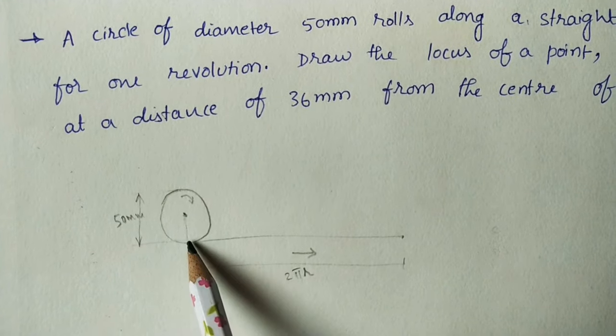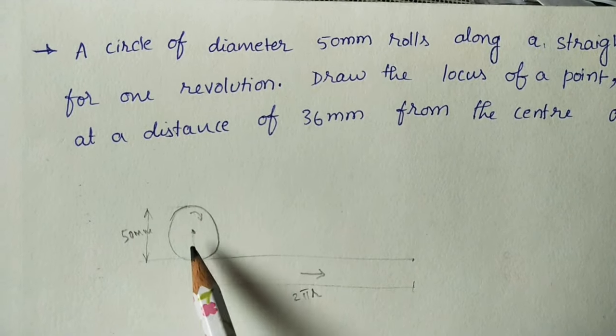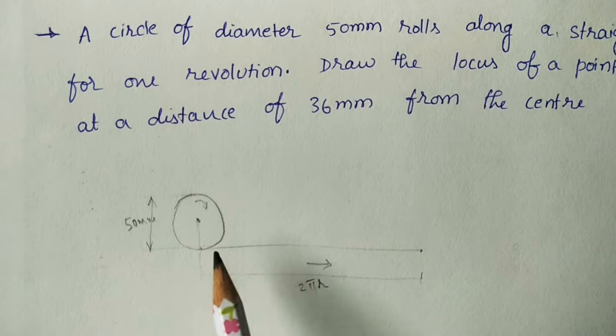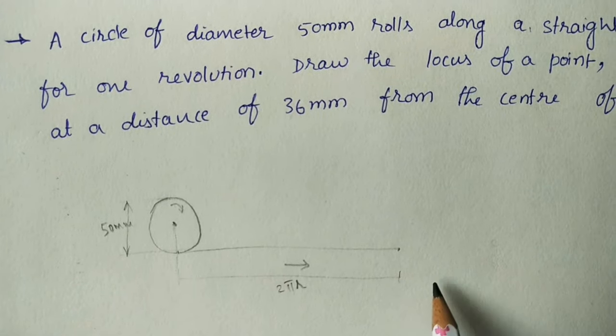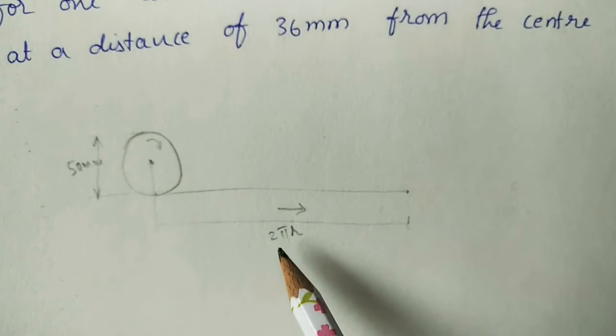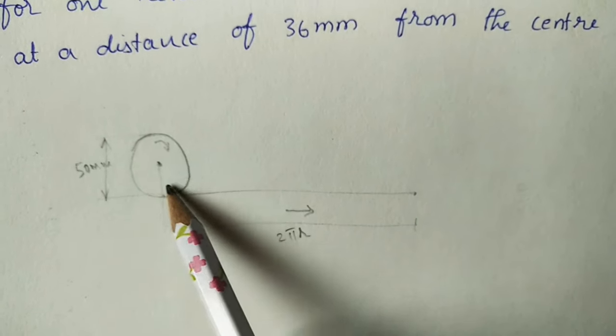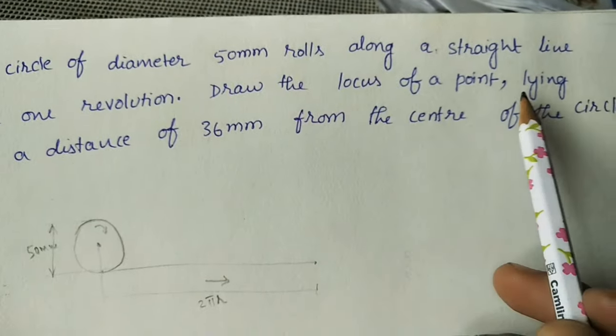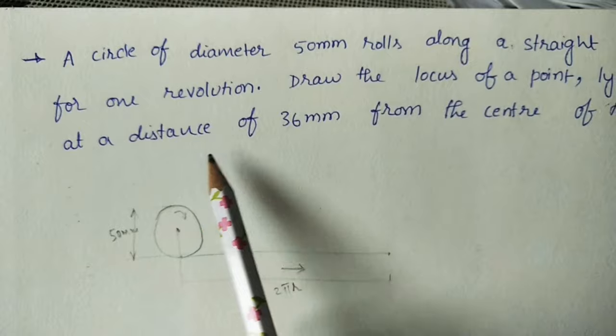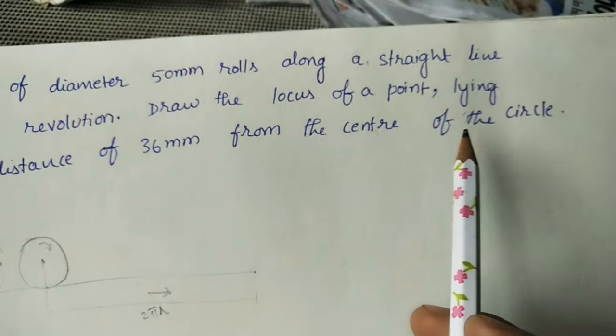One revolution means, let us take this is the initial point, this circle is rolling on this horizontal path for one revolution, which means 2 pi r distance. What is this 2 pi r? This is the circumference of this circle. Draw the locus of a point lying at a distance of 36 mm from the center of the circle.